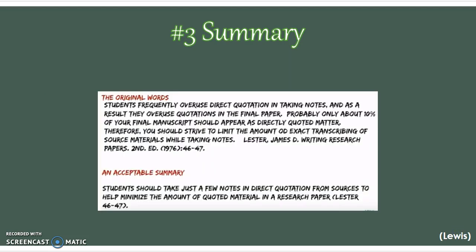For example, if you look at the original words here, you can see that there are several lines of information given. So in an acceptable summary, you're just going to take the main idea and the supporting details and just sum it up. It's a way for you to concisely restate main ideas and supporting details within a longer work in a shorter way, often maybe in a sentence or two.